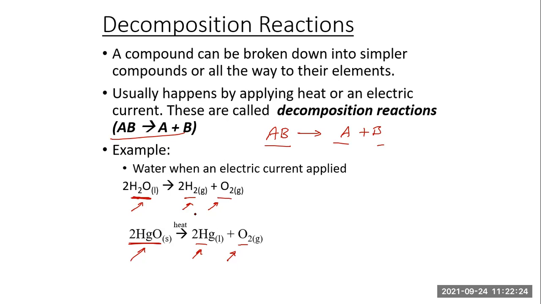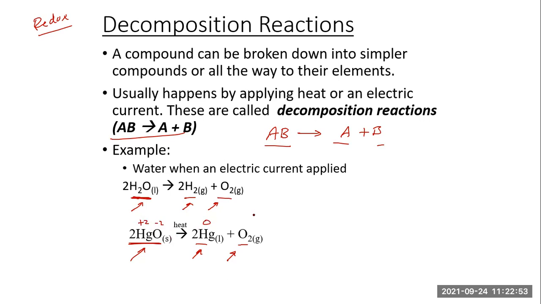So a synthesis or combination reaction puts it together. Decomposition, again, basically the opposite, breaks it back apart. And so they're kind of opposites of each other. Again, these are also redox reactions. These can be classified as redox reactions. Let's just look at the bottom one. The mercury here actually has a +2 charge. Oxygen has a -2 charge.